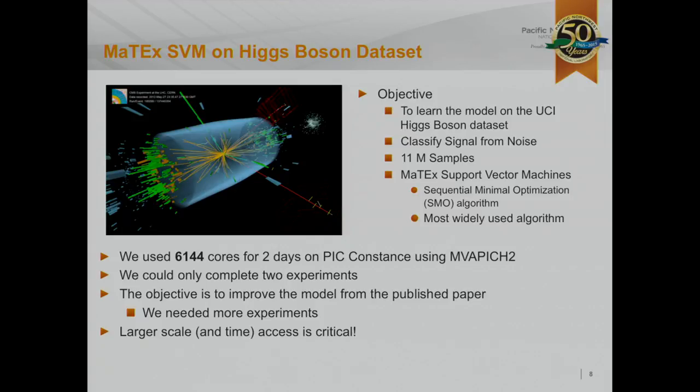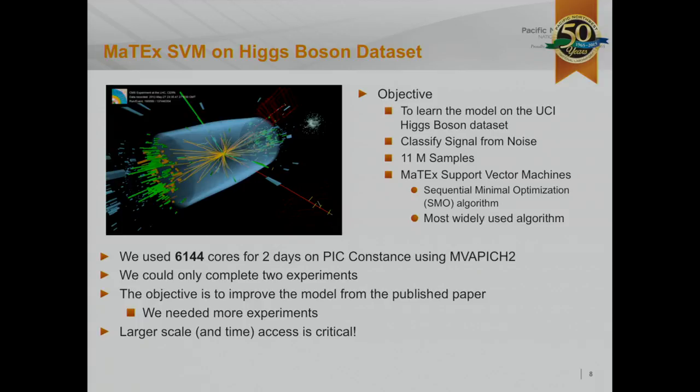When I started, I thought this would actually run in an hour or so. We used 6,000 cores with Intel Omni-Path InfiniBand and MVAPICH2 for 2 days. Basically, it essentially reserved the entire system. We have a system called KNL cluster. We reserved the entire system and we could only complete 2 experiments. It took such a long time to run this on 6,000 cores. The objective really was, can we improve our accuracy in comparison to the baseline?